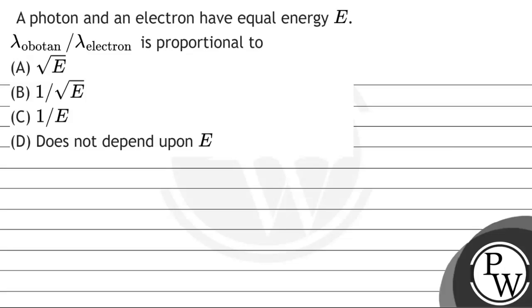Hello बच्चों, let's read this question. A photon and an electron have equal energy E. Then we have to obtain lambda of photon upon lambda of electron is proportional to which of the following?